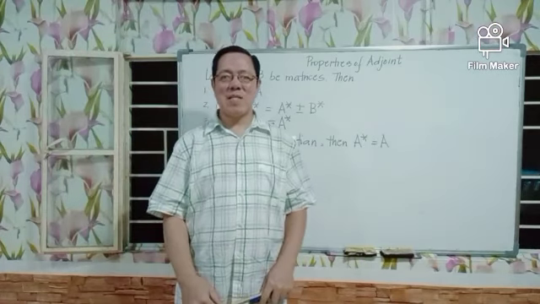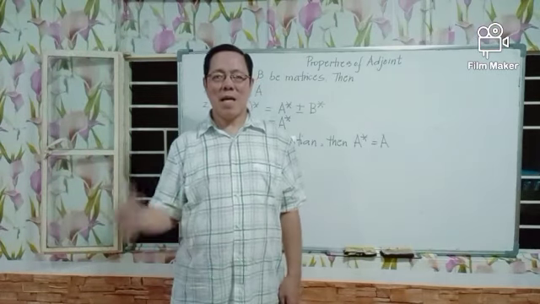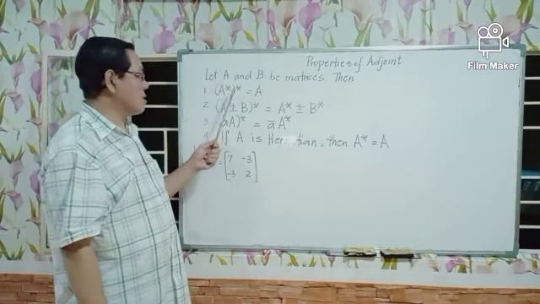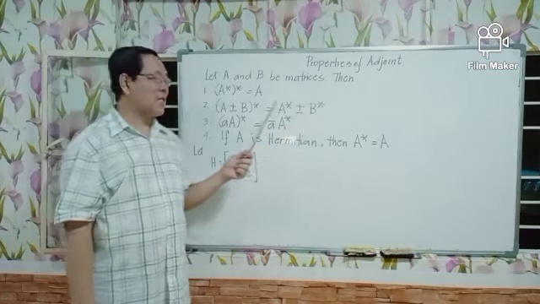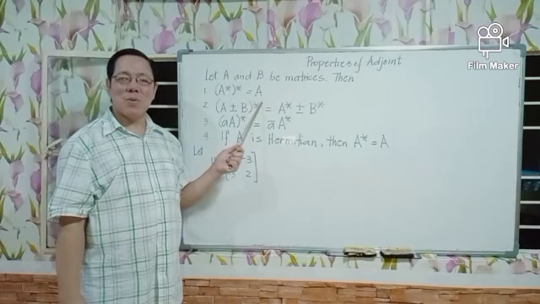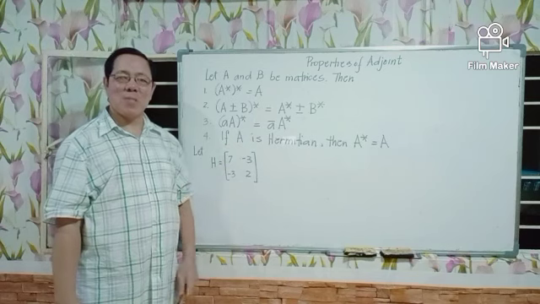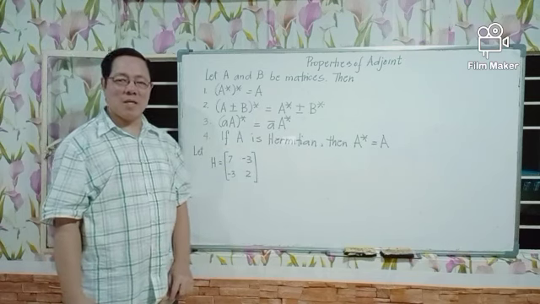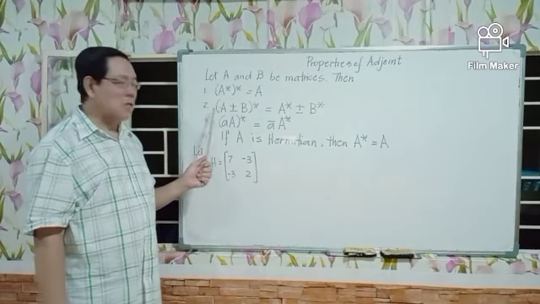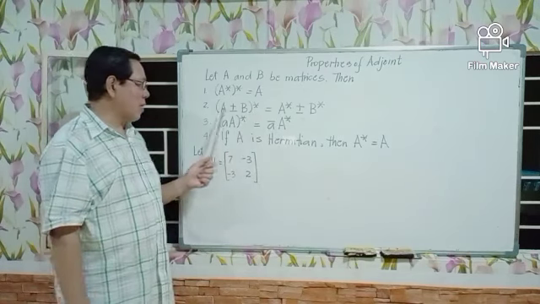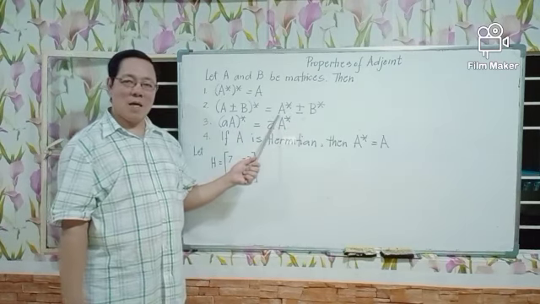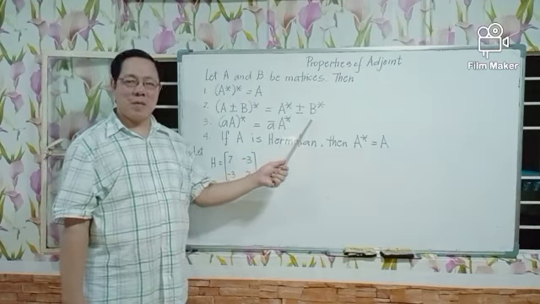We now write the properties of matrix adjoint. To state the properties of adjoint of matrix, we let A and B be any two matrices. Then, as we have shown earlier, the adjoint of the adjoint of a matrix is equal to the matrix. Similar to the property of transpose, the transpose of the transpose of a matrix is equal to the matrix. The second property is also similar to one of the properties of matrix transpose. The adjoint of the sum or difference of matrix A and matrix B is equal to the sum or difference of the adjoint of matrix A and the adjoint of matrix B.